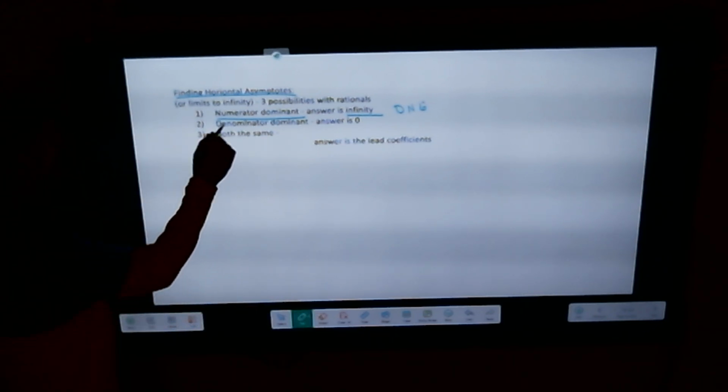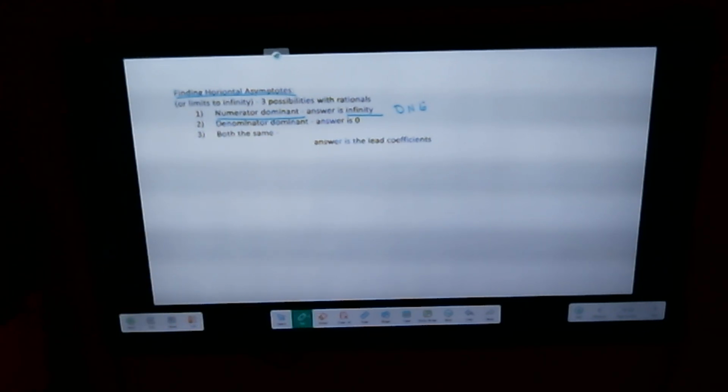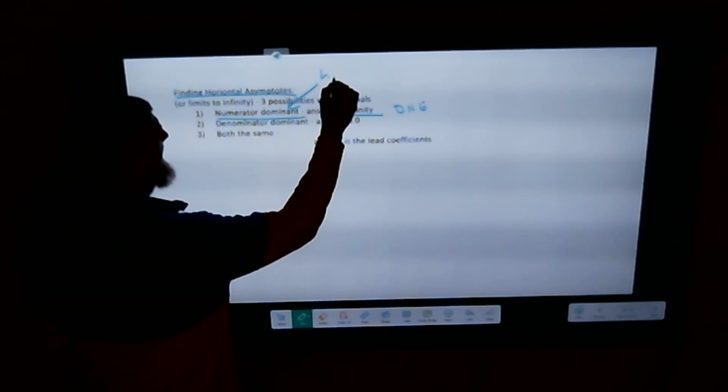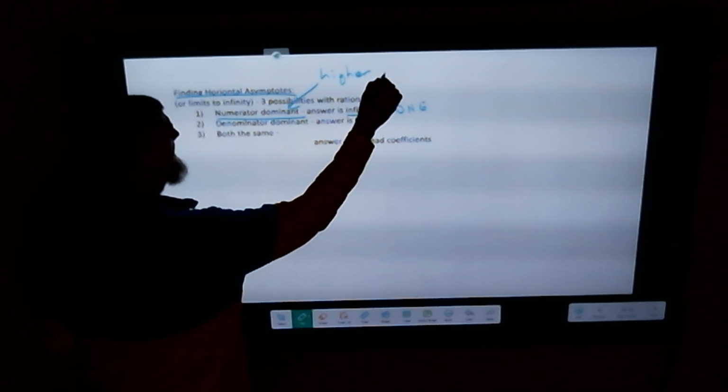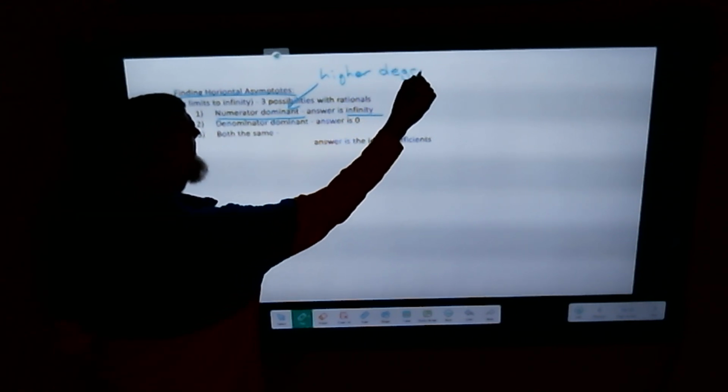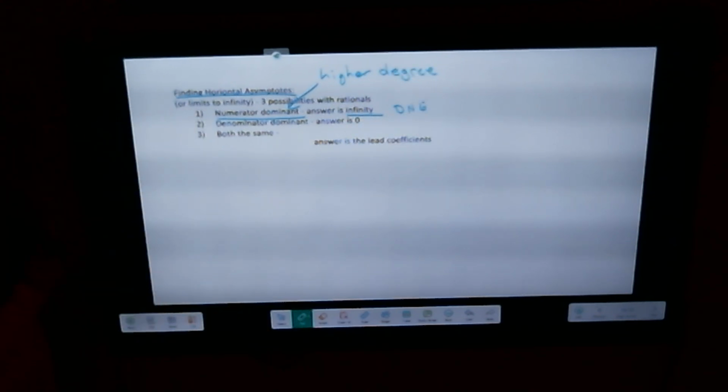So 3 possibilities. And what do I mean by the numerator is dominant? Bigger. What's bigger about it? The exponent. We're not worried about the coefficients, we're worried about the exponent. It has a bigger exponent. It has a higher degree. Dominant meaning higher degree.